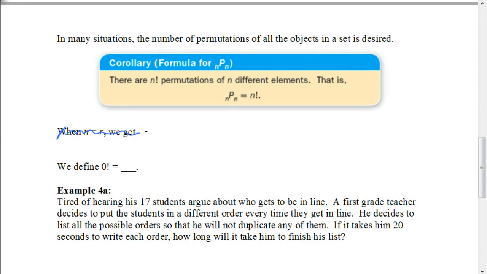And let's define 0 factorial. 0 factorial is always going to be 1. That is very important. Anytime you have 0 factorial, it is not 0. 0 factorial is 1.